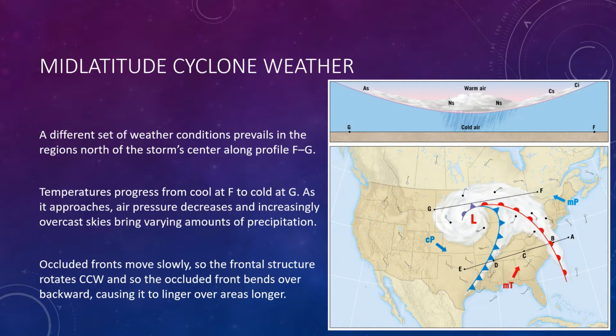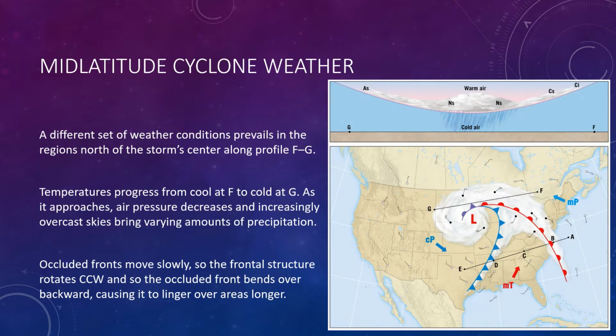As you can probably see in the images, a very different set of weather conditions prevails in the regions north of the storm center along the profile from F to G. Temperatures progress from cool at F to cold at G. The first hints of approaching low pressure are the decreasing air pressure and increasingly overcast conditions that begin varying amounts of precipitation. This section of the cyclone most often generates snow during the winter months and heavy rain during the warmer months.